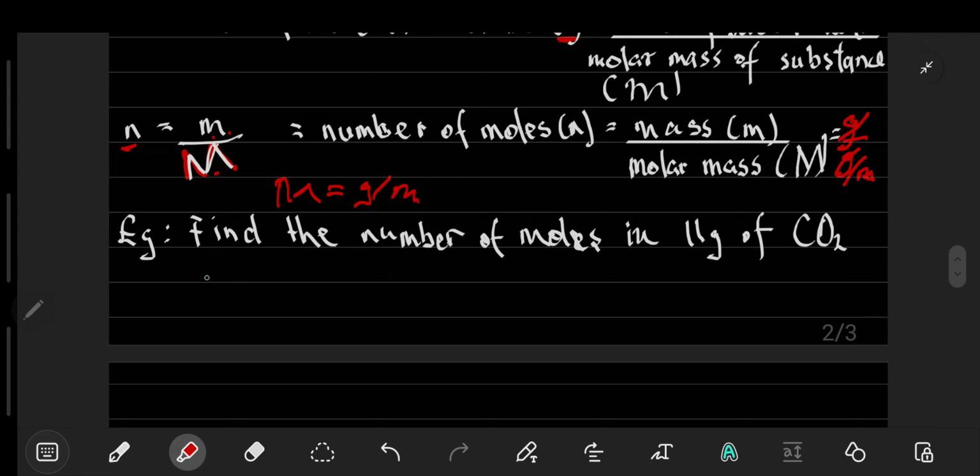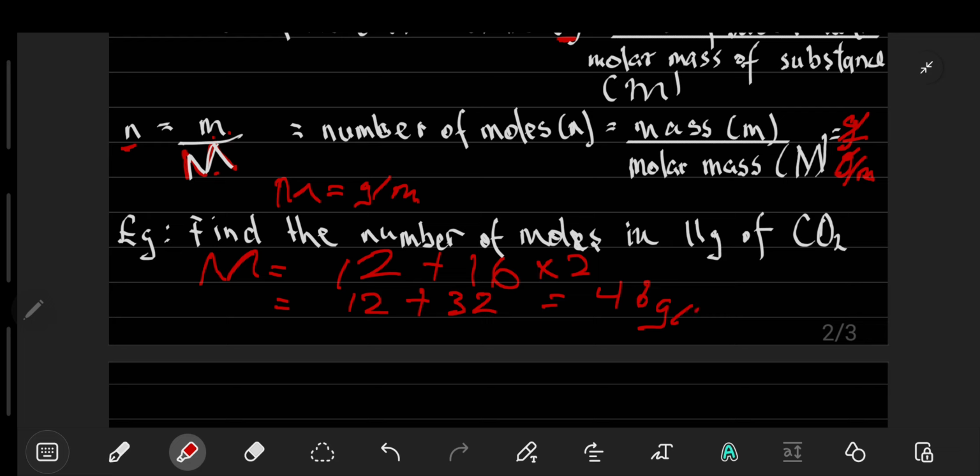First, we need to find the molar mass of carbon. So the mass of this is carbon dioxide. The mass of carbon is 12. That of oxygen is 16. Multiply that by 2, and that is going to give us 12 plus 32, which will be equal to 46 grams. 46 grams per mole.